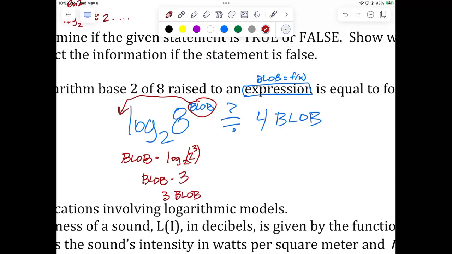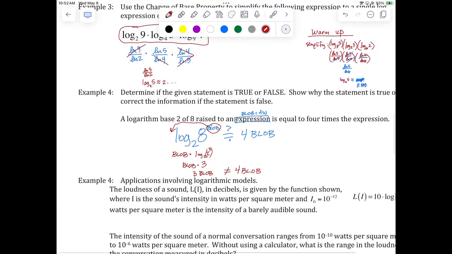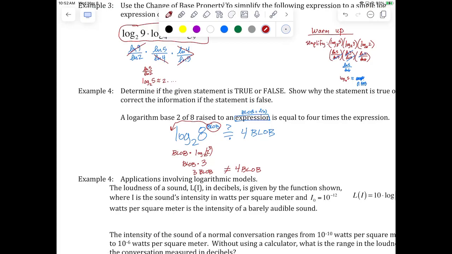So is this a true sentence? No. 3 times the blob is not equal to 4 times the blob. If you want it to be true, you would have to say 3 times the blob on the right-hand side. Okay, so there you go. A little manipulation there shows that it's not true. All right, questions on example 4? All right, let's move on to the next example.